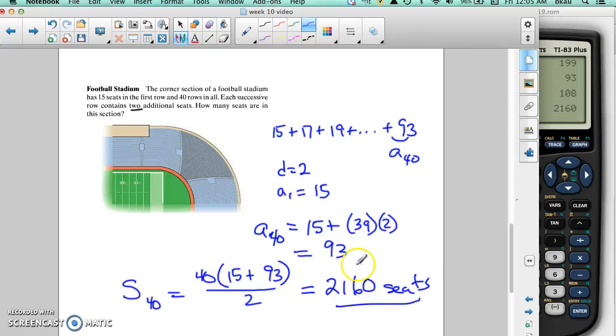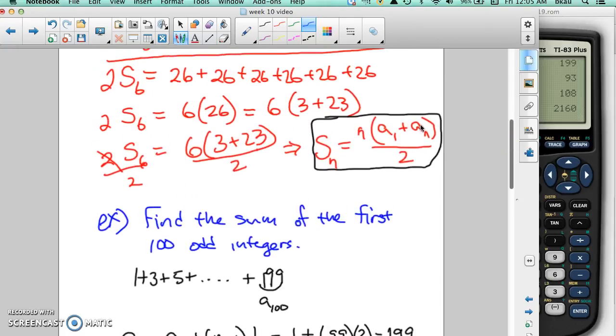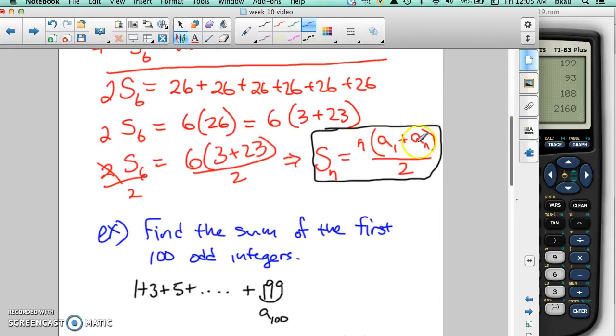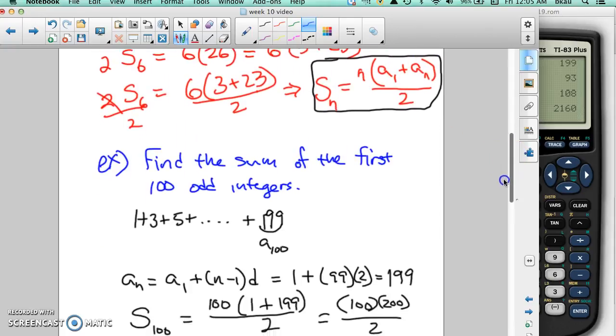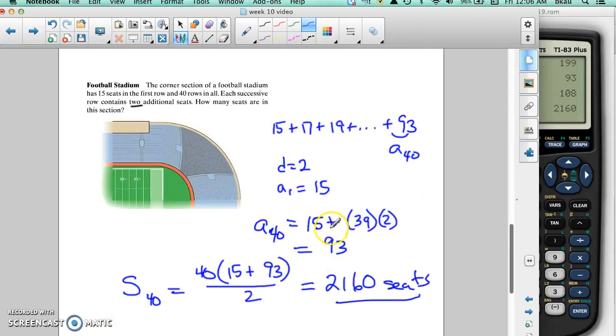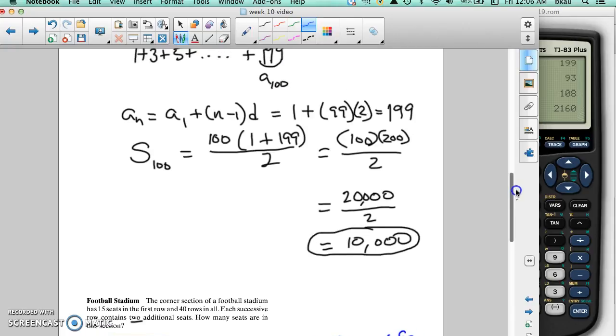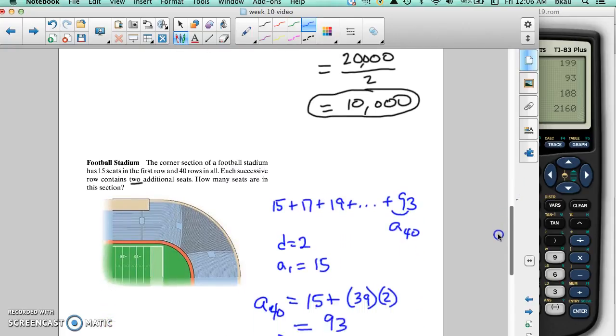Whenever you're doing this, you have to know the first and last term, and how many terms you want. If we don't know the last term, we have to figure it out using the previous a sub n formula. So you're going to have to know that formula in order to figure out the last term.